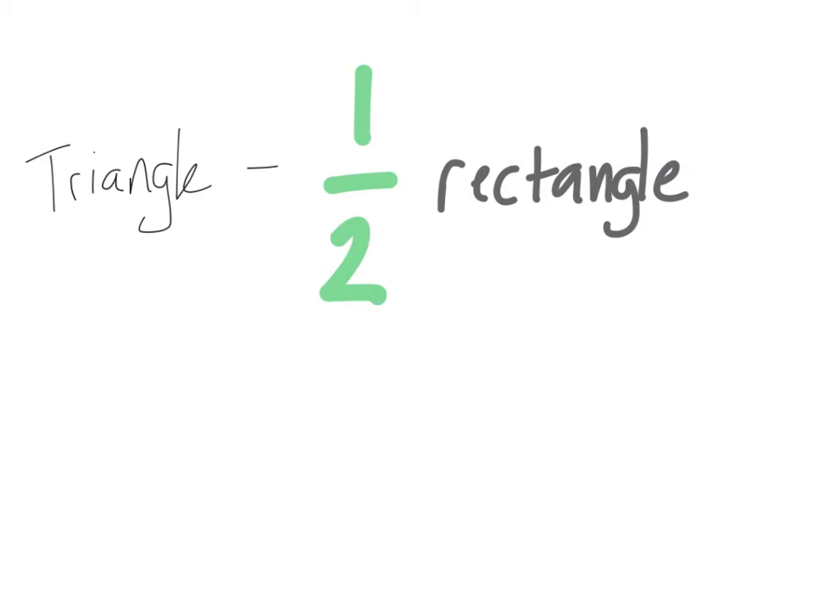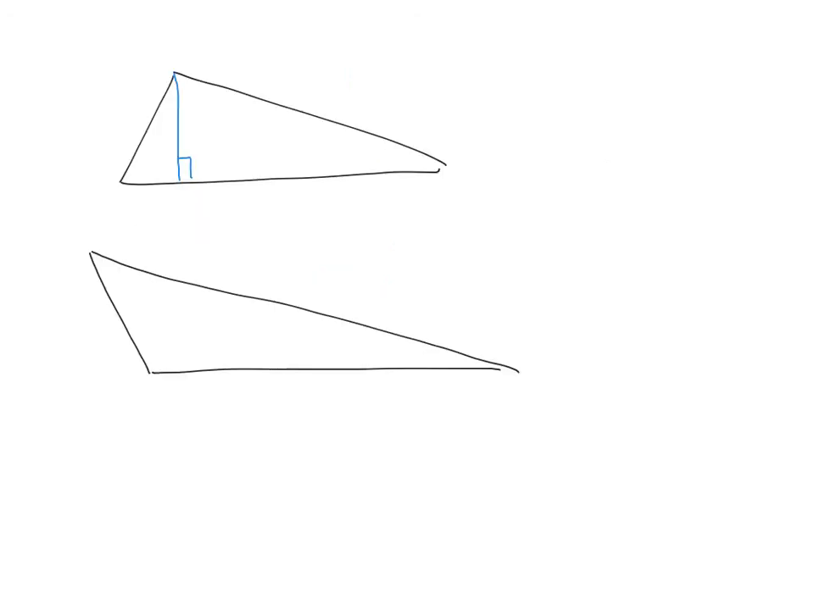Why do I say that? Because we all know how to find the area of a rectangle. And so if you can find the area of a rectangle, you cut it in half, and all of a sudden you have the area of a triangle. Okay, so we're talking about some ways we look at triangles as half rectangles, okay?